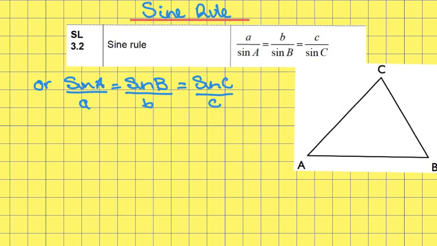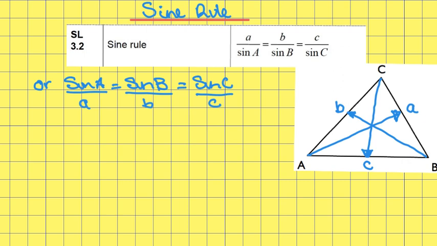If you notice, there are capital A's and lowercase a's in the formula. This is to do with the way a triangle is named when you draw one. If you draw a triangle, you will name the corners capital A, capital B, capital C. And then the sides are the opposite. So opposite corner A is side a, which is named lowercase. Opposite corner B is side little b. And then opposite corner C is side little c.